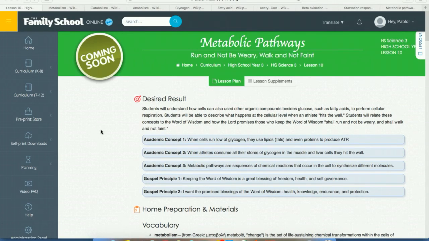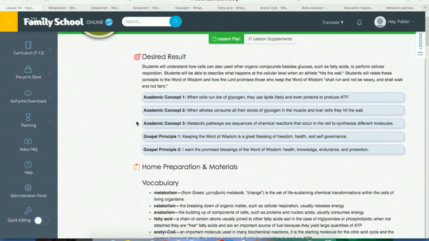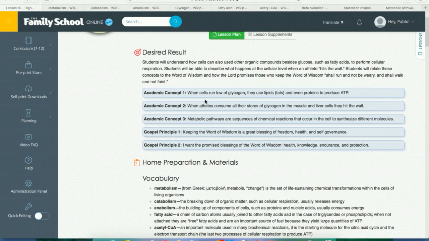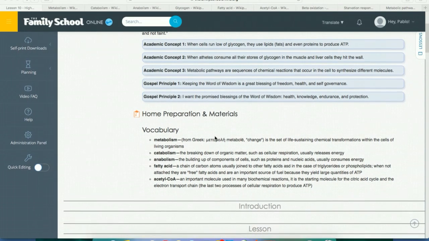If I were a student, I would come here to the lesson and start reading and seeing, all right, let's see what this is about. Metabolic pathways, run and not be weary, walk and not faint. That sounds like the Word of Wisdom to me. So I would look at the academic concepts, read them carefully and see, all right, these are the things that we are going to talk about. And yes, in the gospel principles, we are going to talk, it seems, about the Word of Wisdom. That is very exciting, really good.